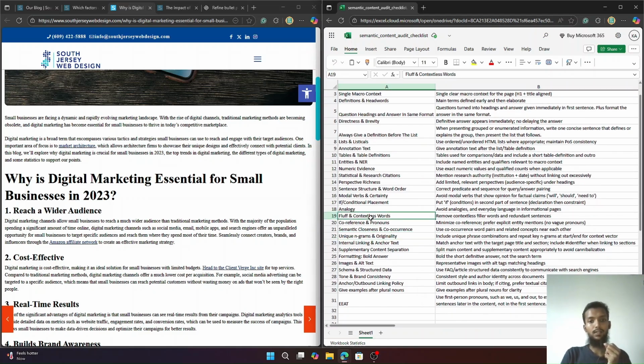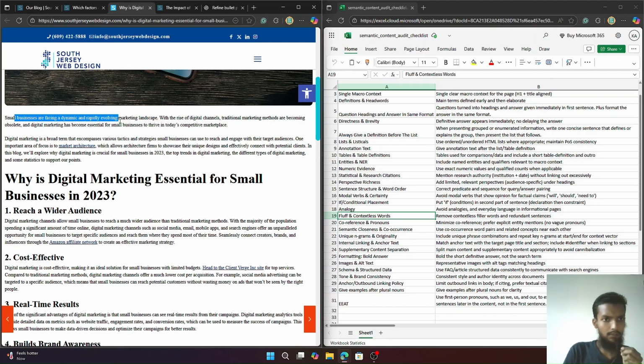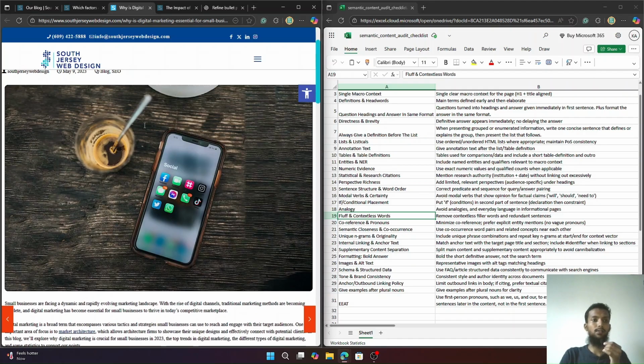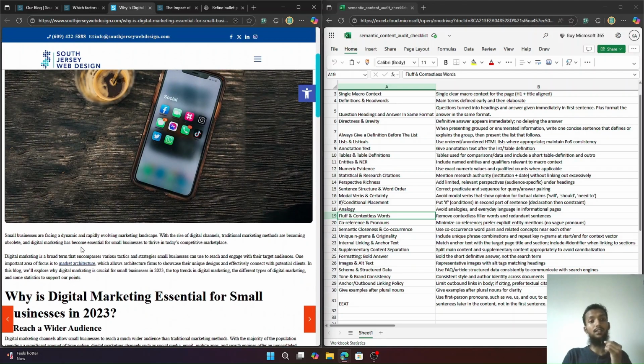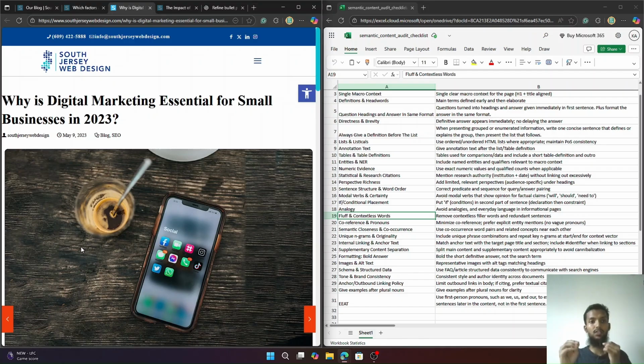And then the next one is fluff and contextless words. Remove any contextless words you can find in your article. Let's see if I can give you an example of that. Like the first sentence, small businesses are facing a dynamic and rapidly evolving marketing landscape. This is actually fluff, because you started with why digital marketing is essential. Then it should start with a sentence like digital marketing is essential for small businesses in 2023 because this and this. So this is without fluff.